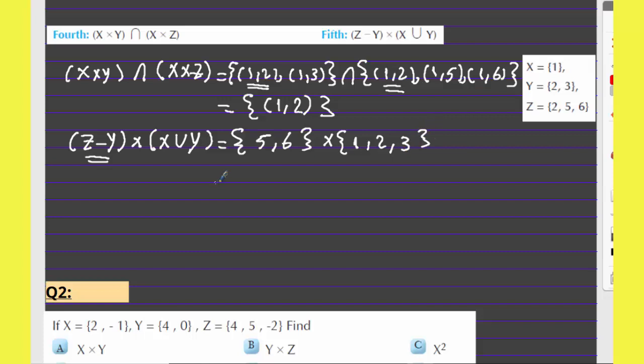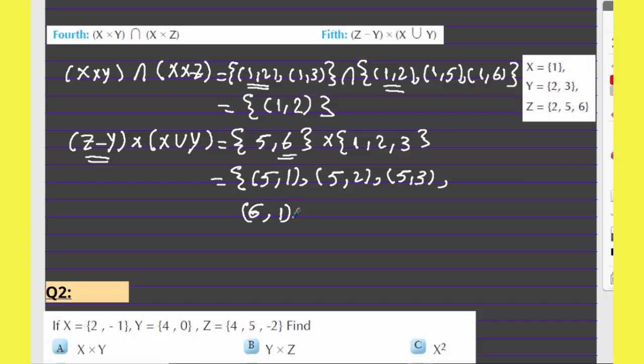Now I write the Cartesian product. It is a set of ordered pairs: 5 and 1, 5 and 2, 5 and 3, and we start again with 6: 6 and 1, 6 and 2, 6 and 3.